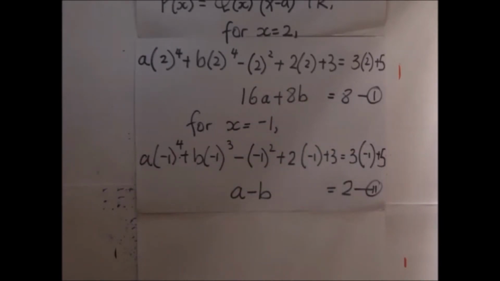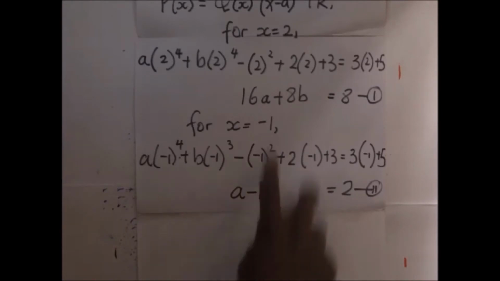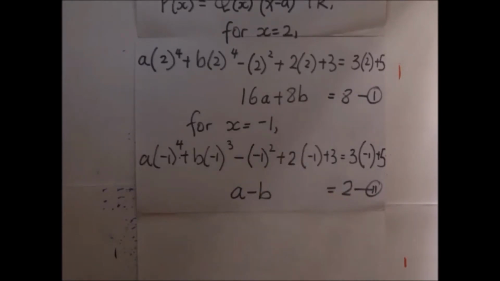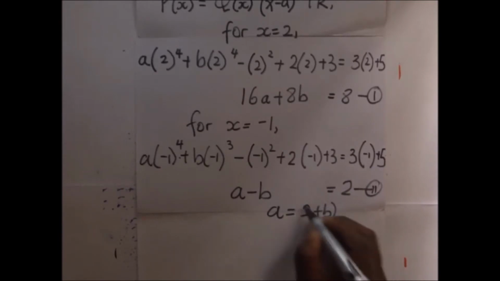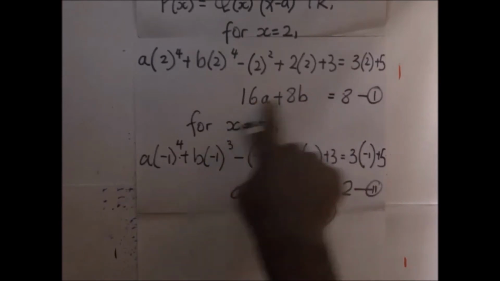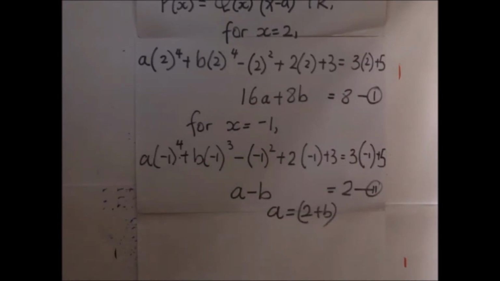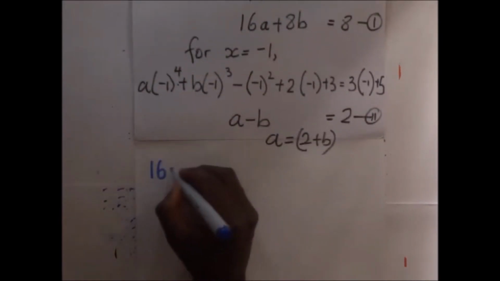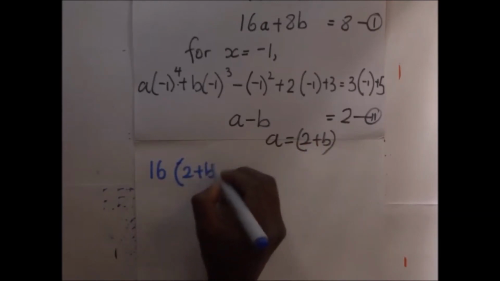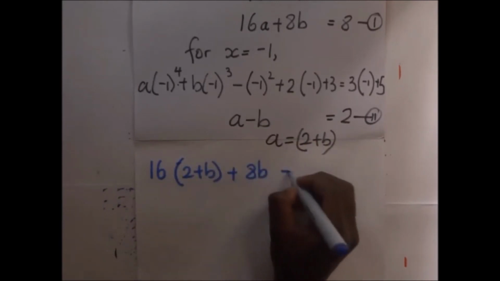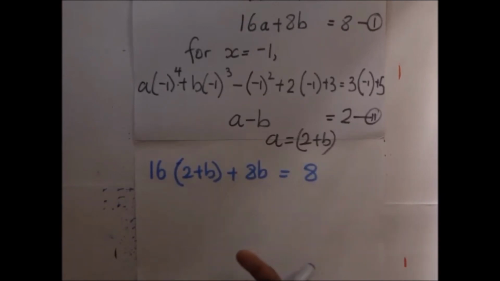So we shall solve those two equations simultaneously, most easily by substitution. So we shall substitute the value of a here. If we make a the subject of the formula here, a will be equal to 2 plus b. So we substitute for the value of a in this expression and we get our answer. So it's going to mean 16 into a, which is 2 plus b, plus 8b is equal to 8. So we calculate and get our value of b.